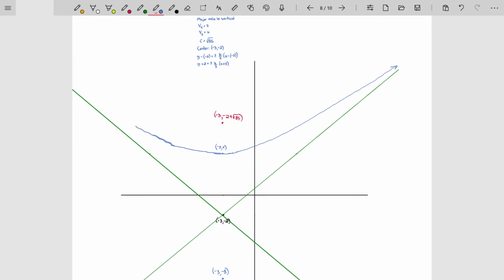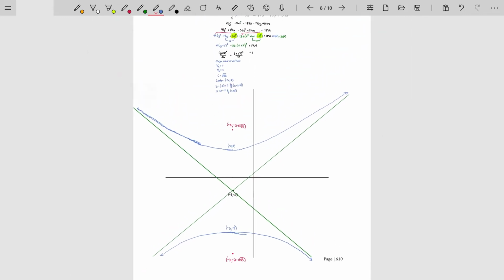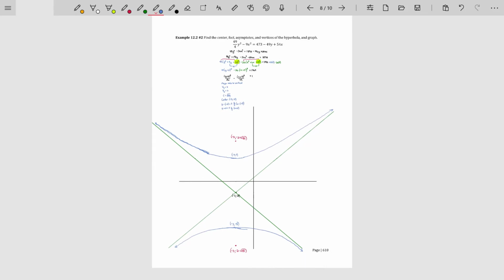Oops, screen moved there. That's weird that my screen makes my hand do that. All right, so that's one direction, and then the other one, just like this. There we go. Not bad. That is our beautiful graph of our hyperbola. Not bad.